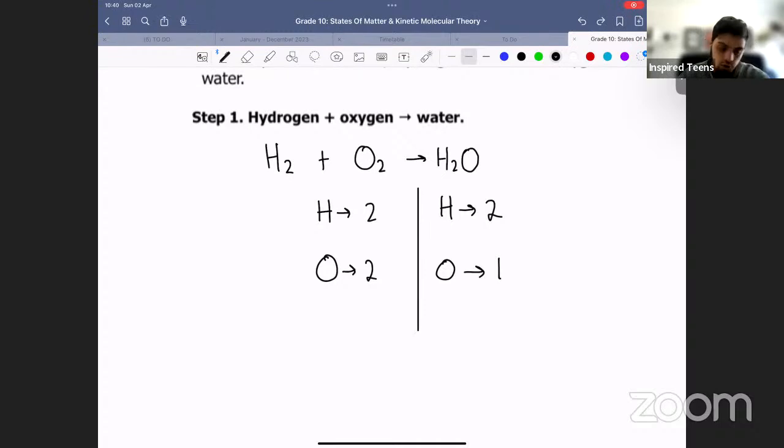Matter cannot be created nor destroyed. So however many hydrogens you have on the left, you have to have that many hydrogens on the right. In this case, we have to make sure there's an equal amount of hydrogens and oxygens on the left and on the right. Our hydrogens happen to be balanced, but our oxygens are not balanced on the right-hand side. So the first thing you can try is to balance those oxygens. There's 1 oxygen, and I need 2 oxygens. I can multiply this by 2.